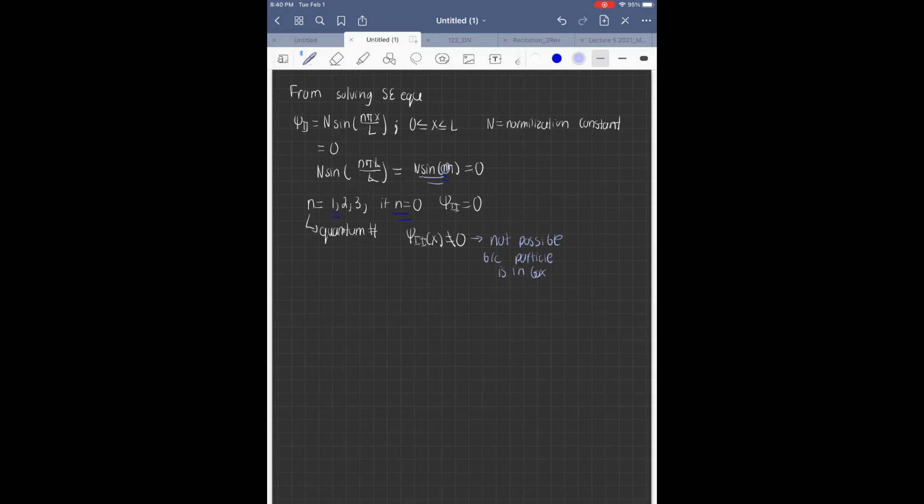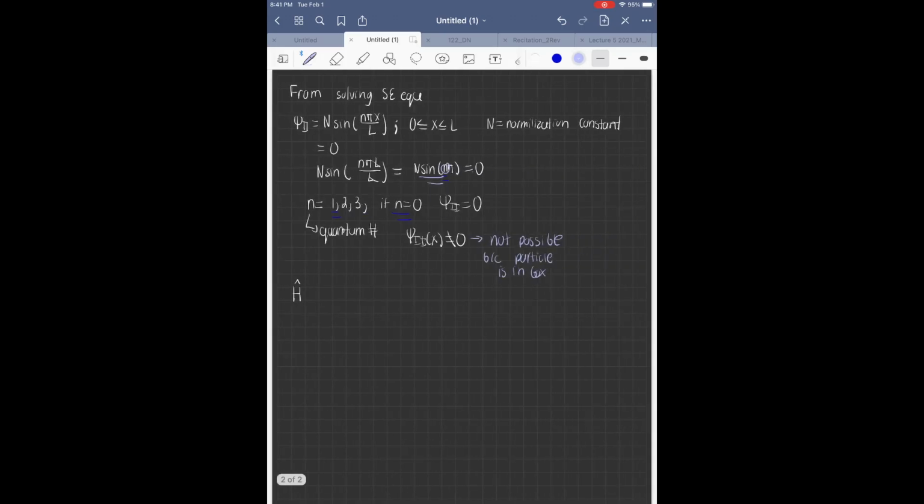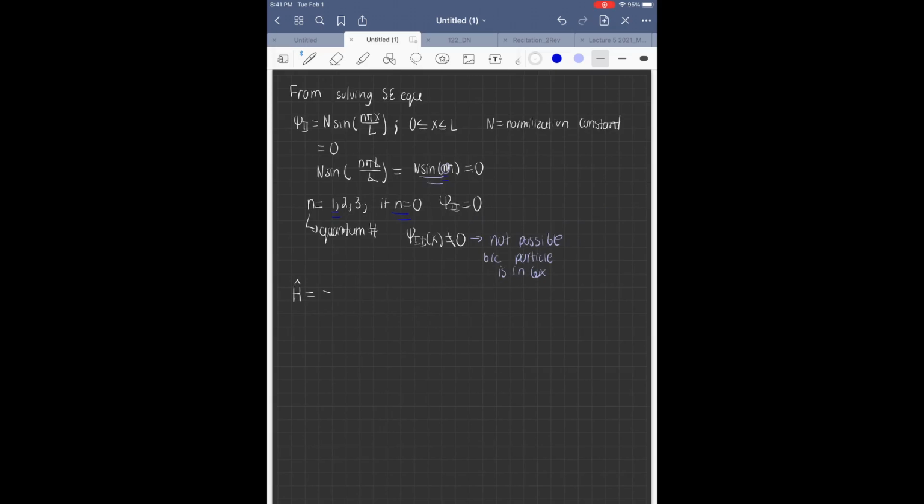If you were to apply the Hamiltonian operator on this, you would be able to get the energy of the system. Now, you don't use the entire Hamiltonian, you just use the kinetic energy, because the potential energy here is 0. It's already stated as 0, so you don't include V of x here. The Hamiltonian operator is only negative h bar squared over 2m with a second derivative.